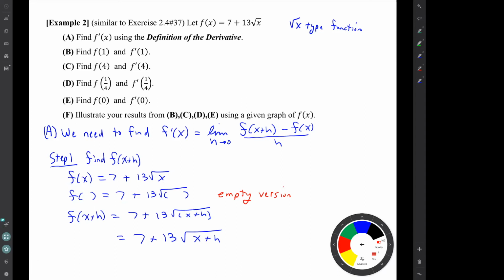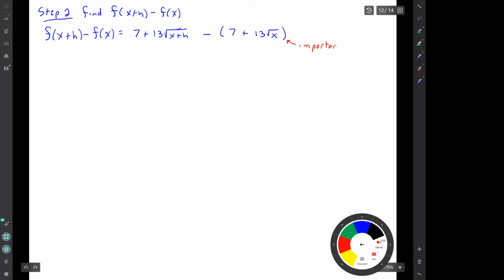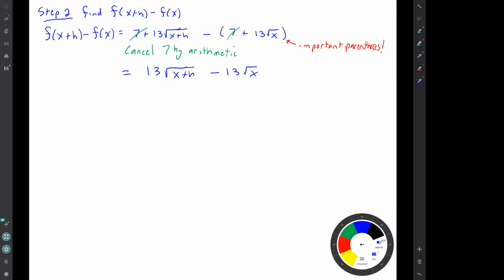Now let's go on and do step 2. Notice here it's very important to include these parentheses. If you don't include these parentheses, the next step will be wrong. Now notice that the 7's cancel. And that leaves us with the following expression. Now I'm going to factor out a 13 to make the calculations easier.